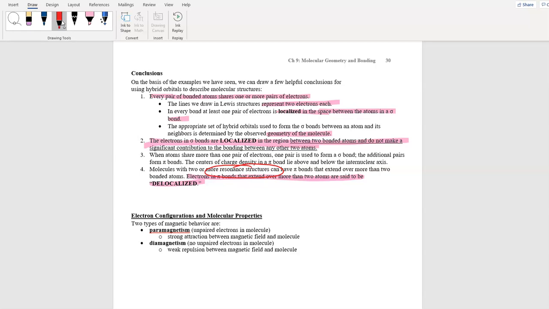Paramagnetism, diamagnetism, they are 2 vocab words that could pop up on the AP test. It's very unlikely, but in case they do, I did put them on here. So paramagnetism just means unpaired electrons, strong attraction to the magnetic field, and diamagnetism, no unpaired electrons, and they have a very weak repulsion from the magnetic field.